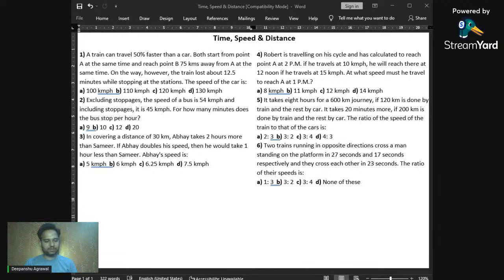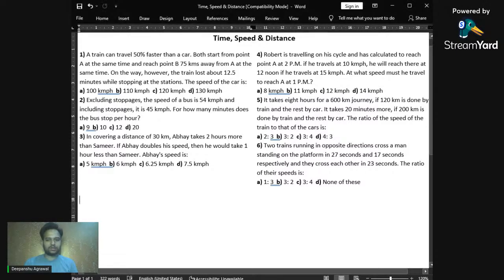Okay. So students, the questions are done. The time is also up. The time is up, so let me give you the answers, and then we will go for the solutions. The answer for question number one would be 100 kilometer per hour.